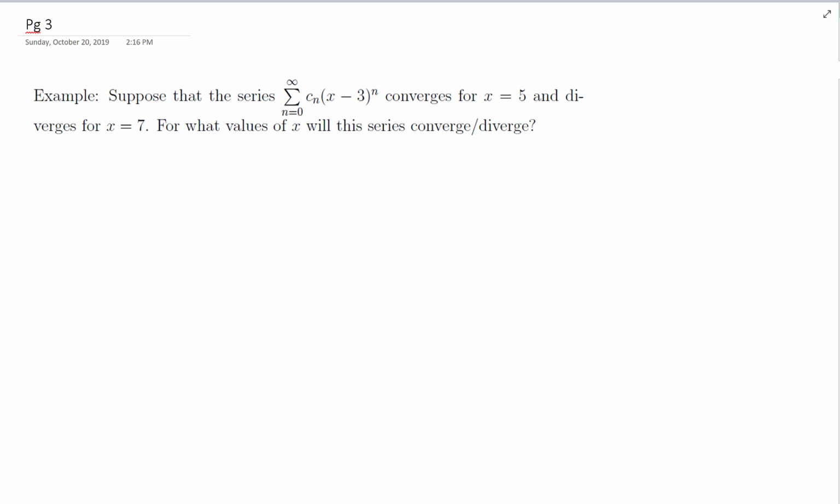Suppose that we're given a series, the summation of c sub n times (x minus 3) to the n, from n equals 0 to infinity, and we're told that this series converges at x equals 5. Now, just by writing our series in here, we know that it's centered at a equals 3, or in other words, x equals 3. And suppose we're told that it diverges for x equals 7.